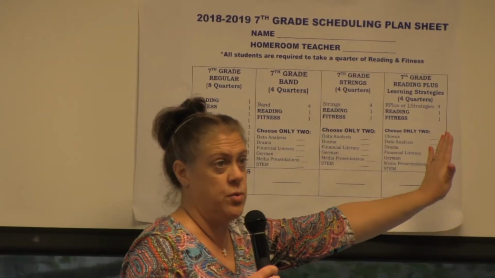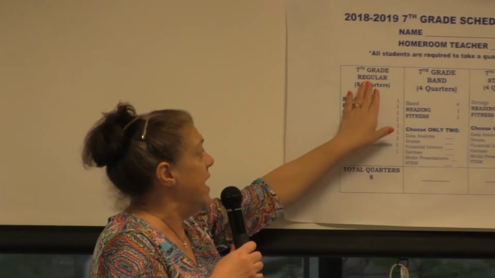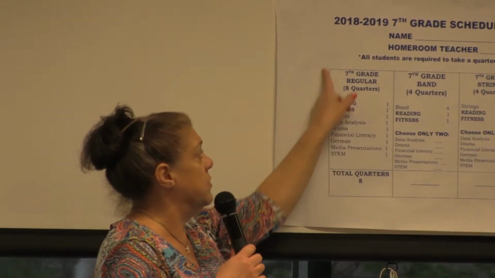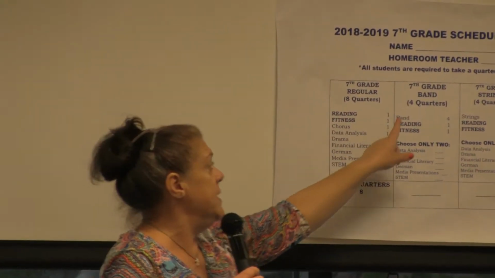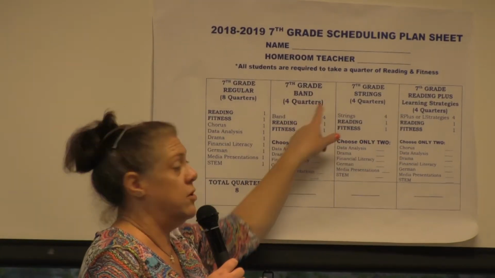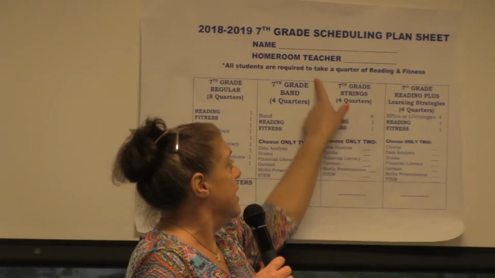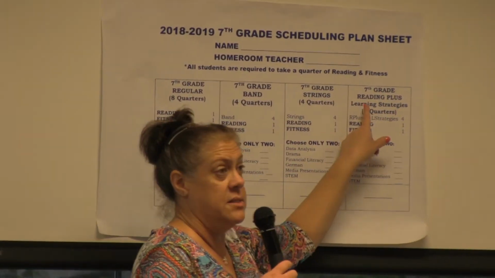So first thing I want us to do is take a look at your plan sheet, and you need to decide which category you're going to fit under, okay, which row. So if you're with the regular group, then I want you to circle 7th grade regular. If you're going to be taking band next year, circle 7th grade band. 7th grade strings or 7th grade Reading Plus learning strategies.